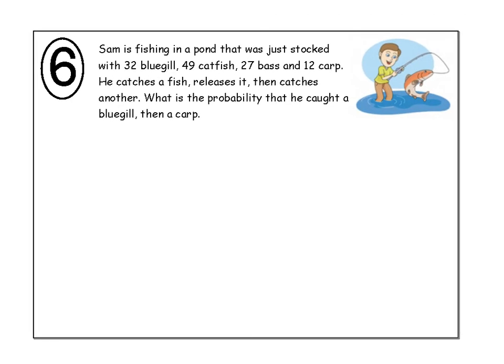So Sam is fishing in a pond that was just stocked with 32 bluegill, 49 catfish, 27 bass, and 12 carp. He catches a fish, he releases it, and then catches another. What is the probability that first he catches a bluegill and then a carp? So we've got our 2 events. We're going to be multiplying bluegill times carp.